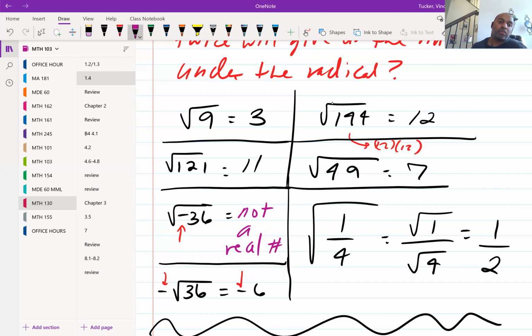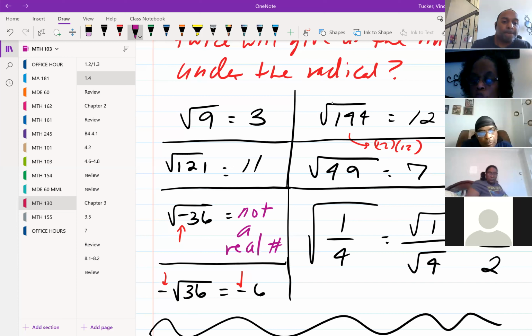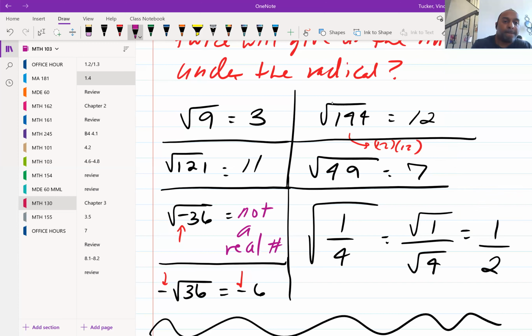Professor, if it is on the outside, then will that make that -6? Yes. So that negative is still assigned to whatever comes after you take the square root. So yes, your answer will be -6. Everybody good with these negatives? Everybody good with that one?